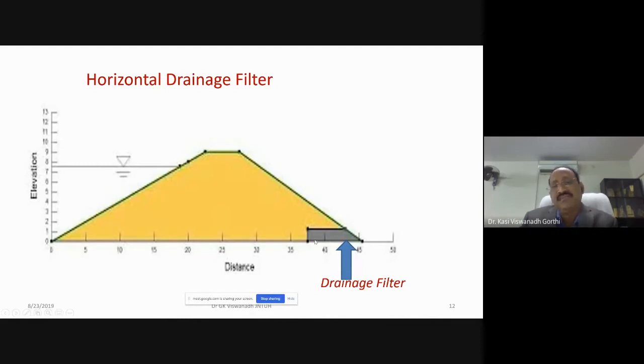This is the drainage filter provided. The length of this drainage filter would be from the toe. It extends up to 25% to 100% with respect to the center line of the dam. With respect to the center line of the dam, it extends to 25 to 100%. This is the horizontal drainage filter.